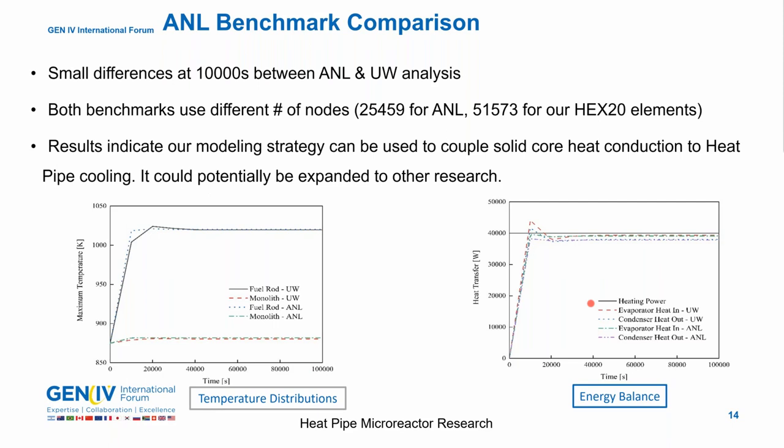It's the mesh nodes. We are using different software to build the geometry, and the number of nodes is a little different, as listed here. We assume that's the reason for the small difference at 10,000 seconds, when the transient goes from temperature increasing and heat transfer increasing to a steady state. So we still believe that our calculation result matches Argonne National Lab's result well, and the code-to-code benchmark comparison could support our future numerical answers for the safety transient check for the heat pipe microreactor.